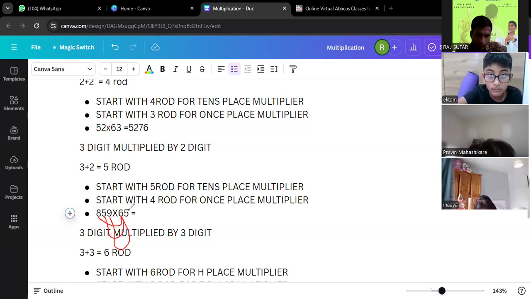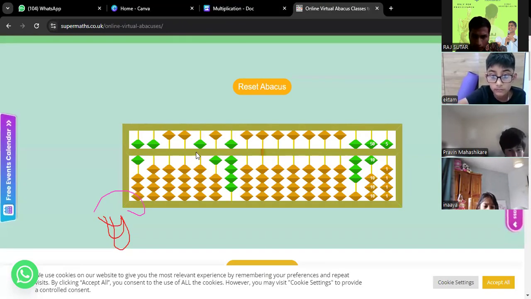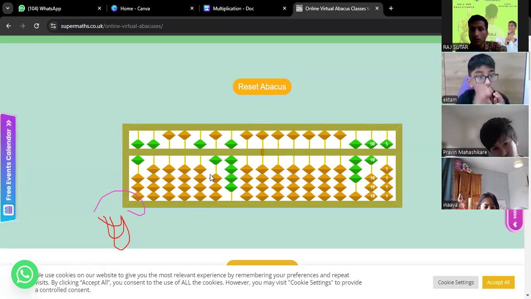So this 5 multiplied by 8, I will do first. But for that, I will not start writing the answer on the fifth rod. I will start writing the answer on the fourth rod, because I am taking the second number.